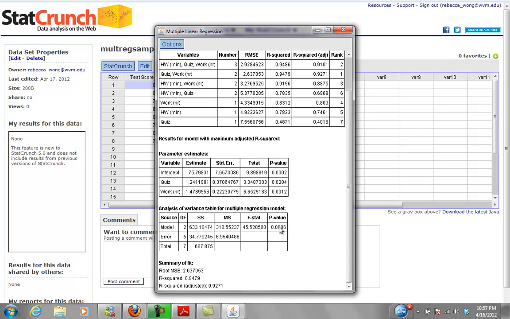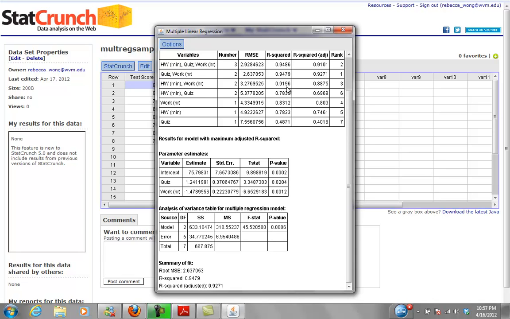This one right here is the third table in Sheldon's handout. It's the parameter estimates. So here we have the intercepts, the quiz score, and the work. Okay, and it gives you a p-value for each one. Since these p-values are all very small, what it tells us is that quiz scores and hours working are very strongly related to test score.